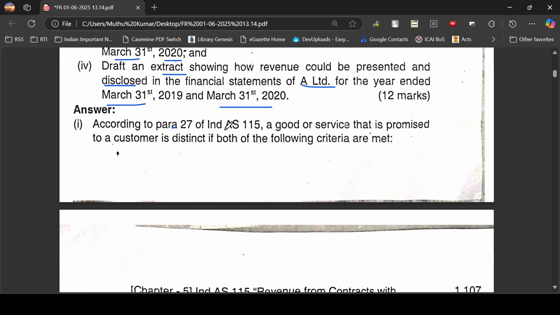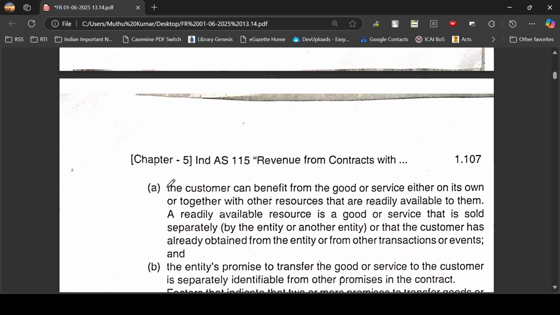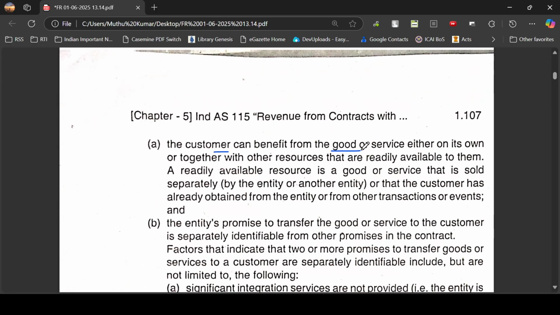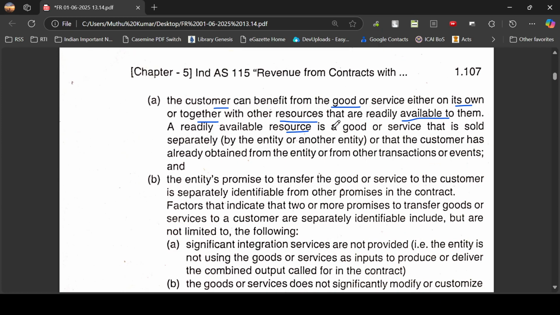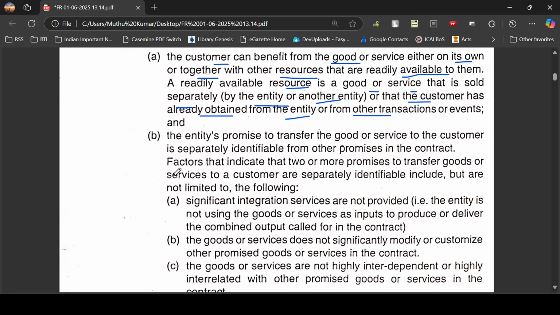According to para 27 of Ind AS 115, a good or service which is promised to a customer is distinct if both criteria are met. The customer can benefit from the good or service either on its own or together with other resources that are readily available to them. A readily available resource is a good or service that is sold separately by the entity or another entity, or that the customer has already obtained from the entity in another transaction or event. The entity's promise to transfer the good or service to the customer is separately identifiable from other promises in the contract.